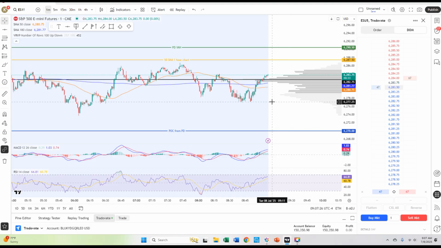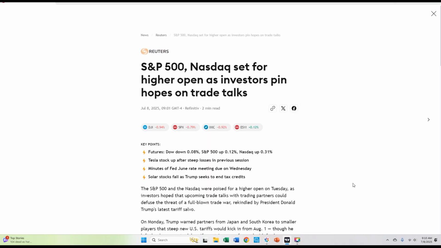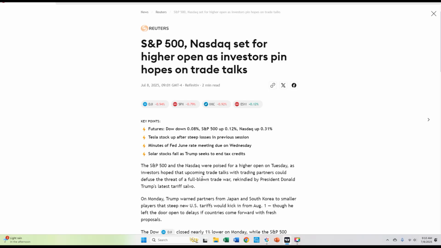Maybe I want to wait for it to go up and then drop down to this point and then get into a long. That might be the better way to trade this today. I'm not sure. The other thing that we can do while we're waiting is looking at the news here. They're saying futures, the Dow is down, the S&P is up, and there's a Fed June rate meeting on Wednesday, so we're going to watch out for that. And they're predicting the S&P and NASDAQ were poised for a higher open on Tuesday and hoping that the trade talks will go well.